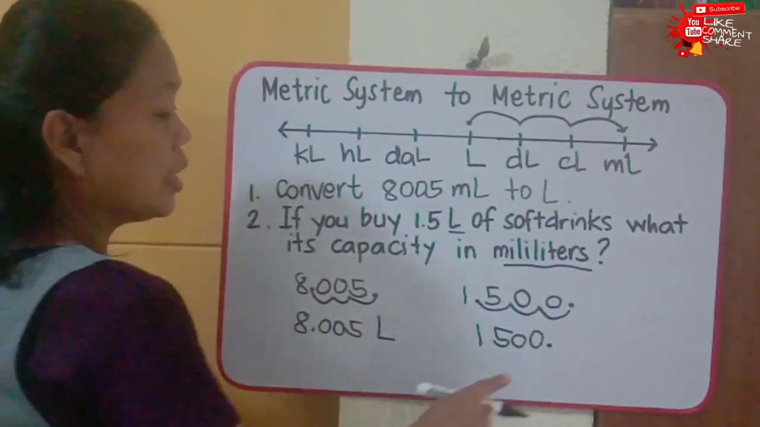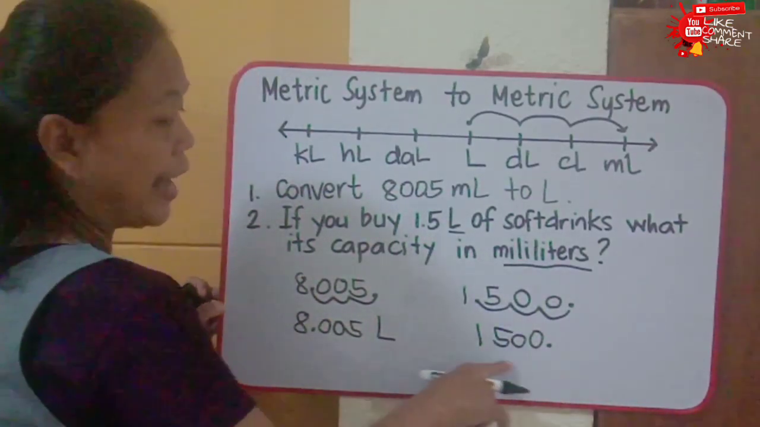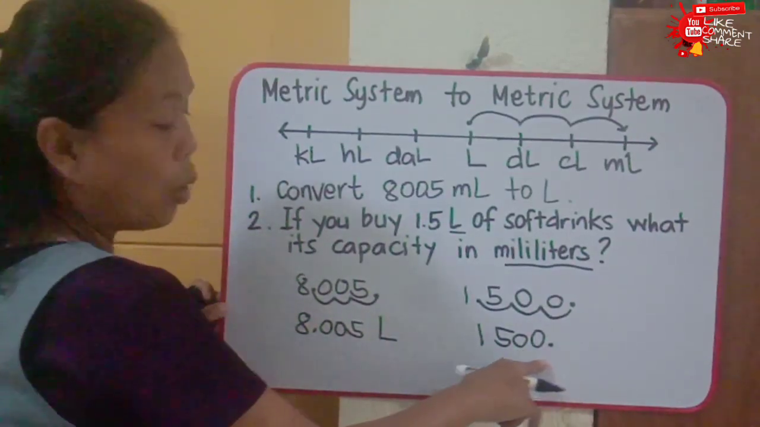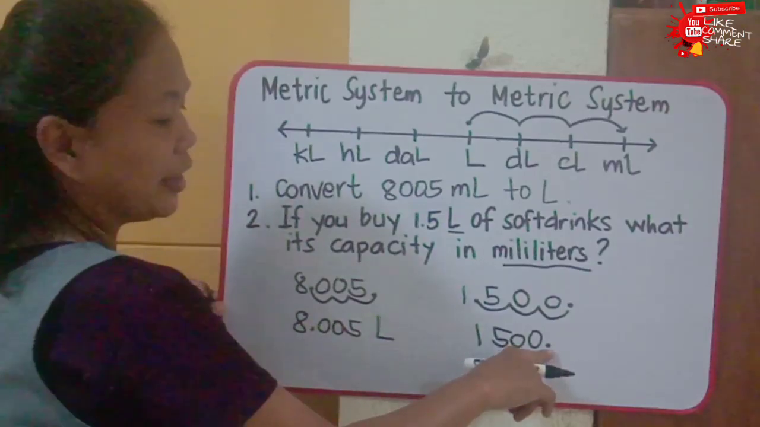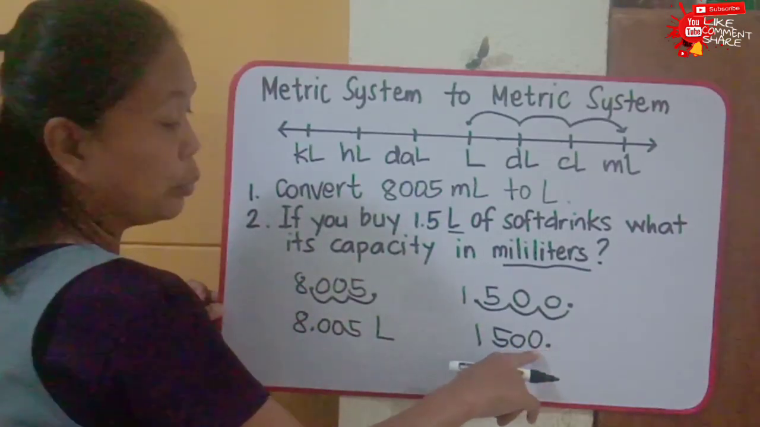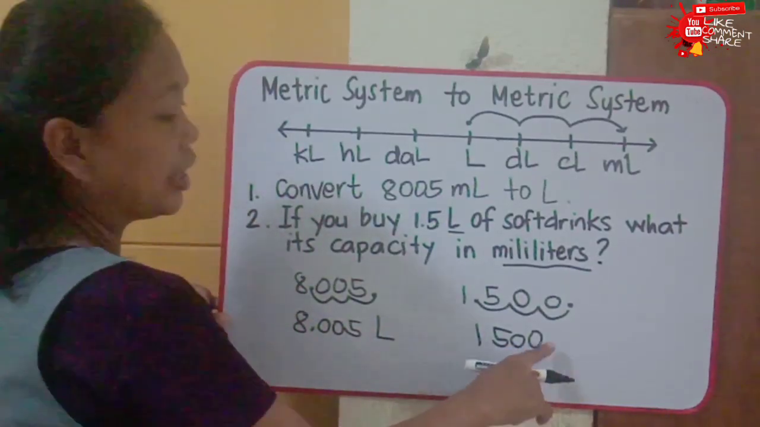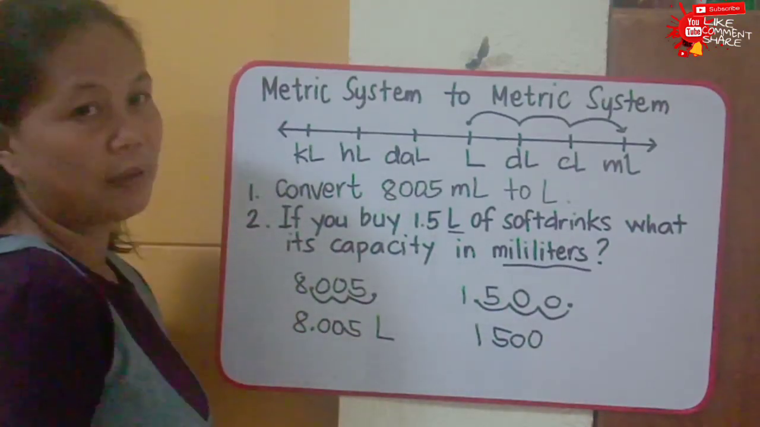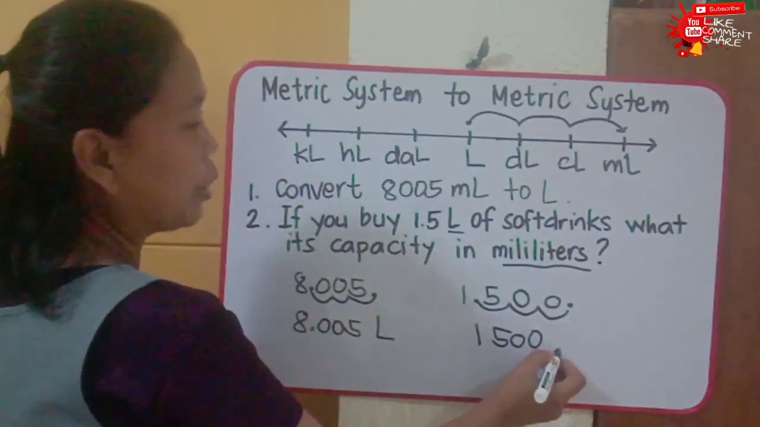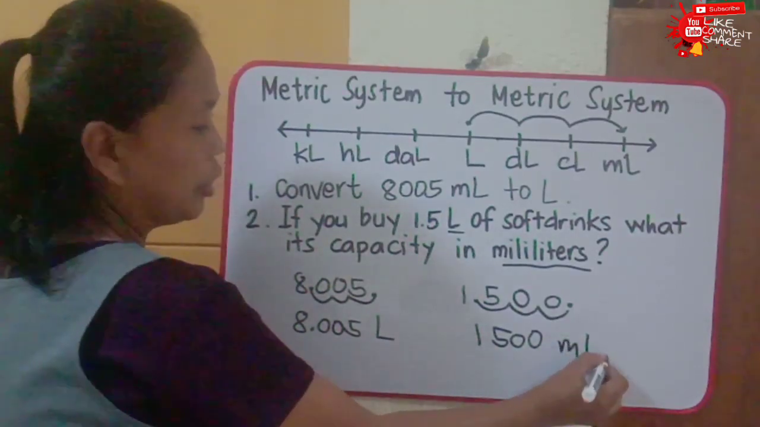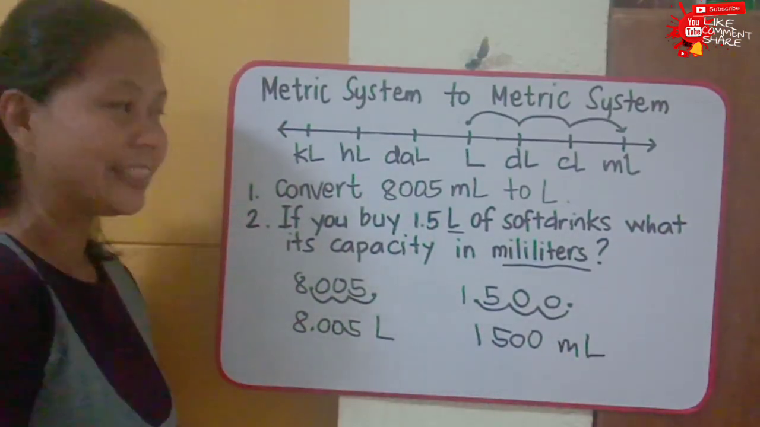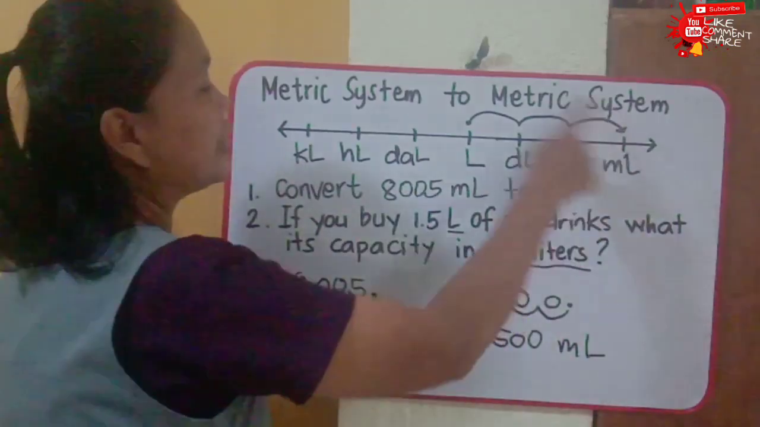But since this is a whole number, the placement of the decimal point is before the unit digit. So we can now erase the decimal point. So the answer is 1,500 milliliter.